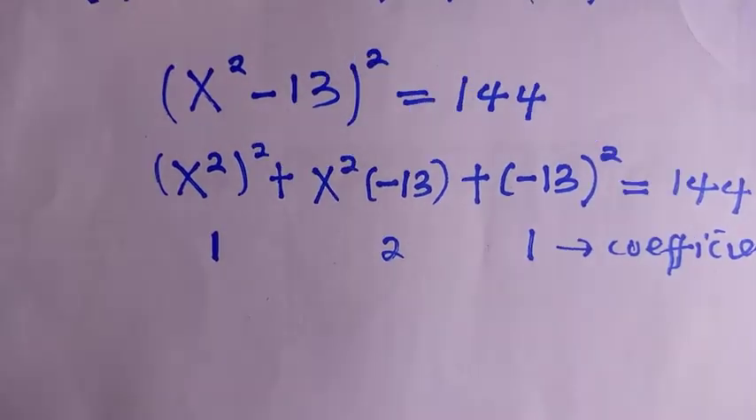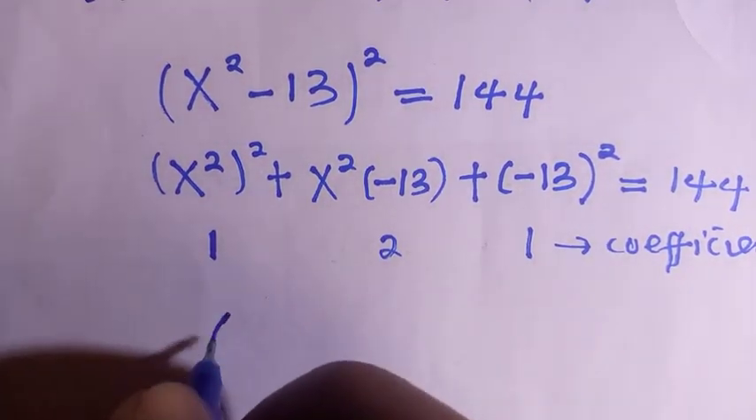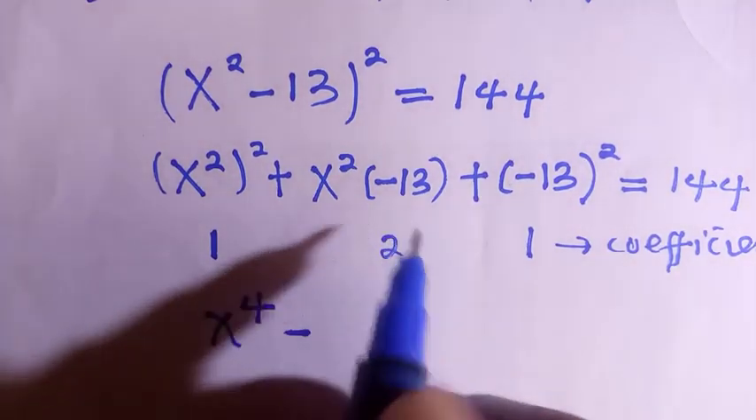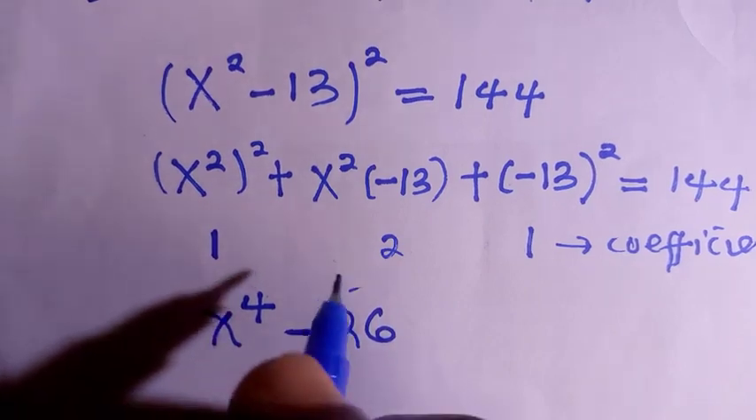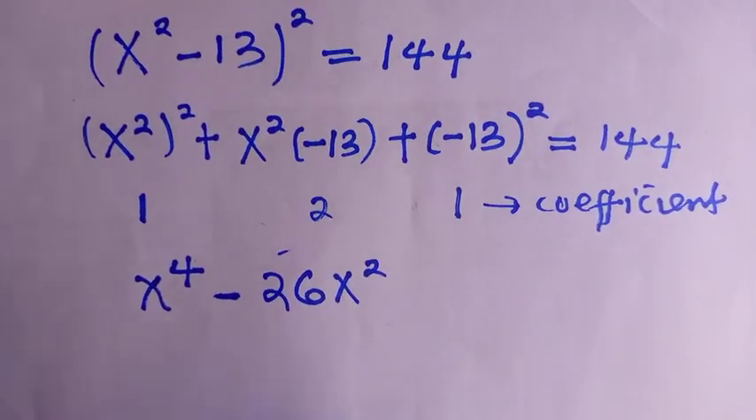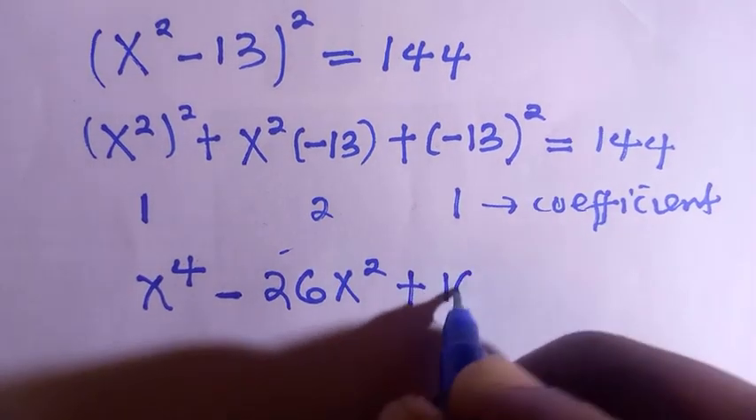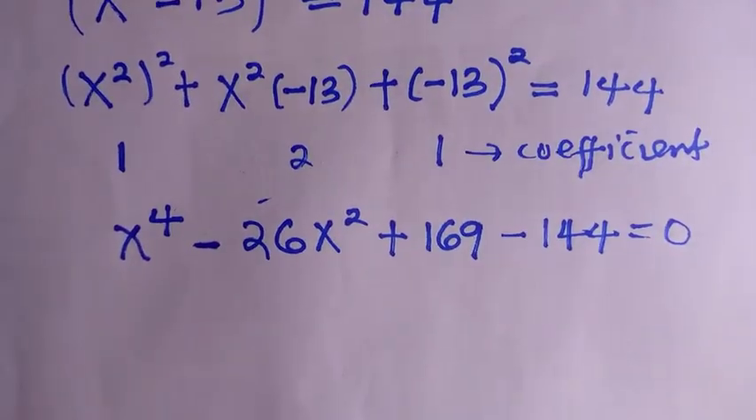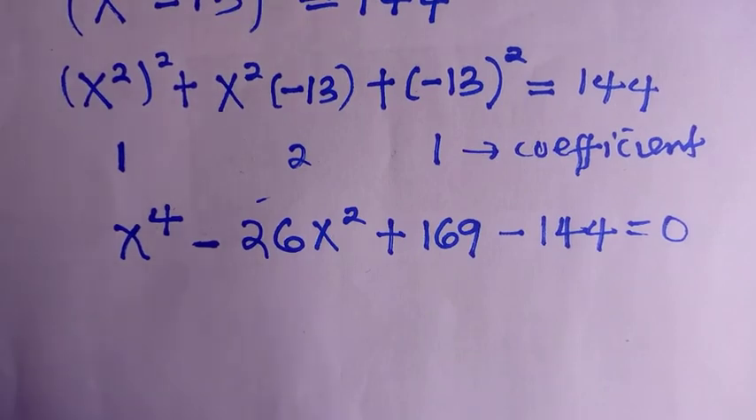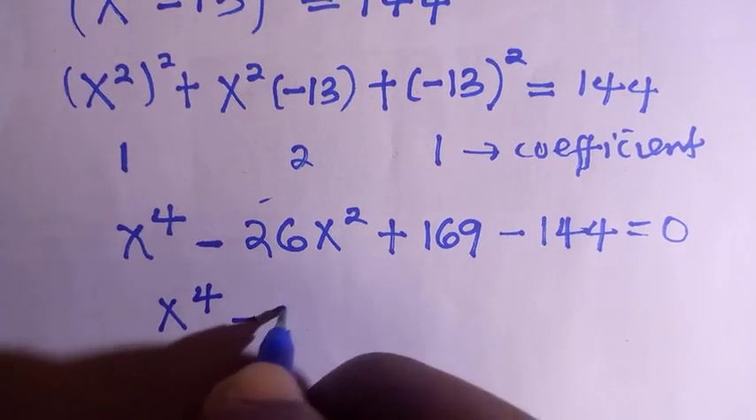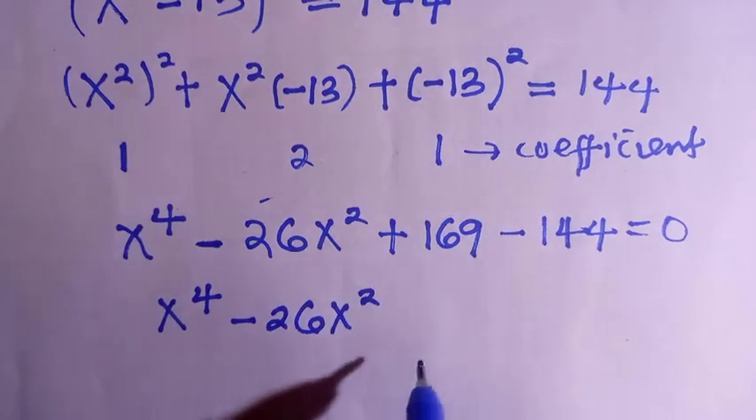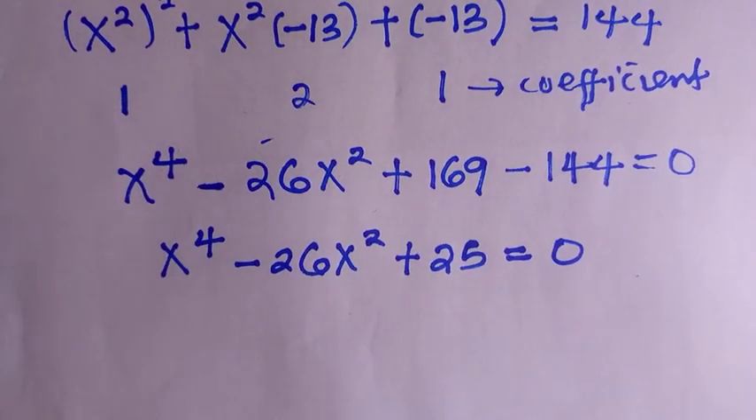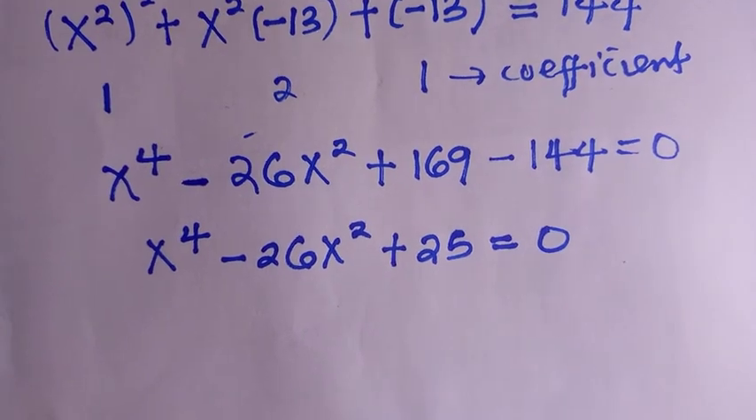So for the first one, it becomes x raised to power 4, and we multiply it by 1, so it's still x^4. Plus times minus is negative, and 2 multiplied by 13 is 26, then x^2, while negative 13 squared is plus 169. And by transferring 144 here, it becomes negative 144 equals 0. And 169 minus 144 is 25. So we are going to write it as the next step: x^4 minus 26x^2 plus 25 equals 0. Alright, the next thing we are going to do is to factorize this.